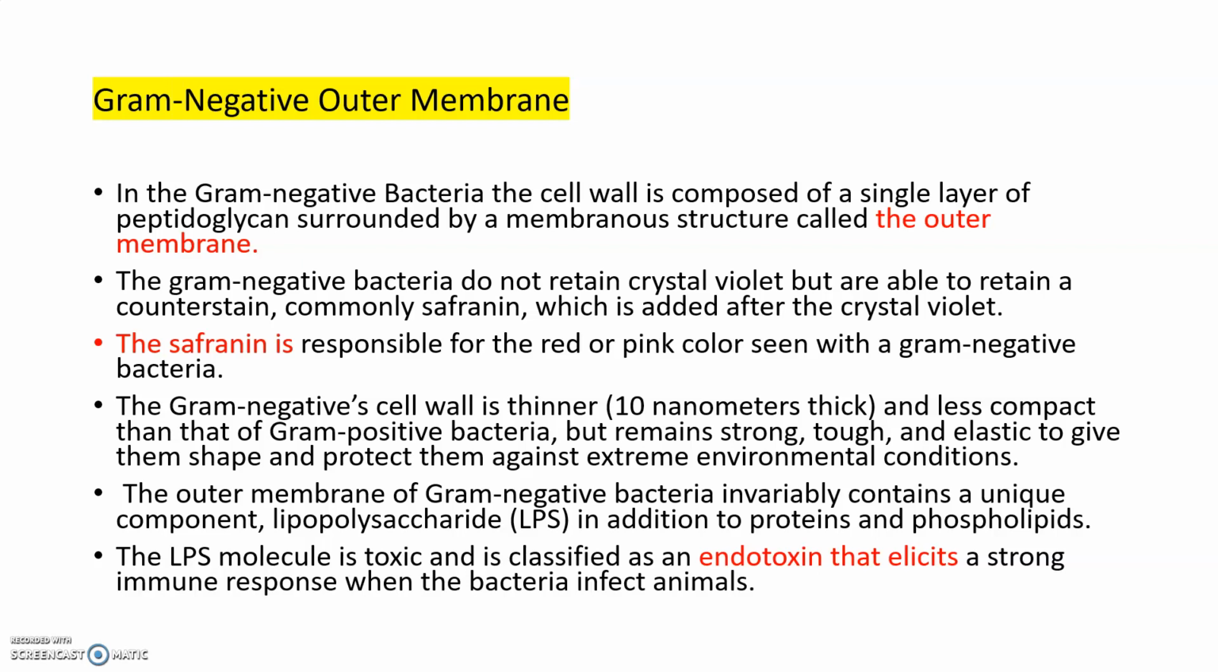Bacteria produce two types of toxin, exotoxin and endotoxins. These endotoxins are mainly produced by the gram-negative bacteria, and this endotoxin, the lipopolysaccharide, is located within the outer membrane. They are capable of eliciting a strong immune response when the bacteria infect animals. So this endotoxin is responsible for eliciting what? A strong immune response. So it is very toxic.